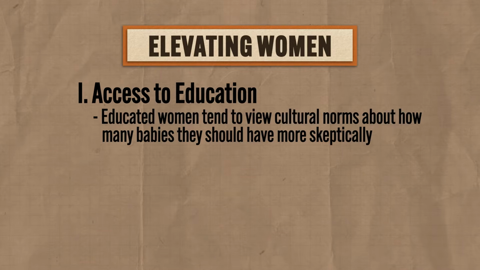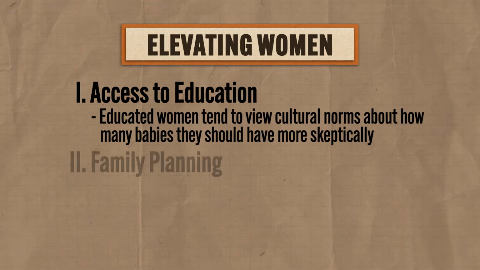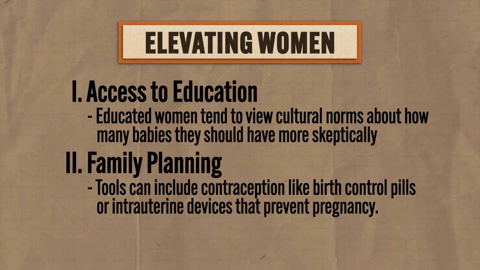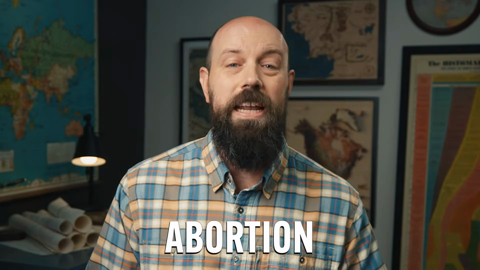So the more education a woman has, the more likely she is to question those norms and make informed decisions about how many children she wants to have versus how many children she is expected to have. And second, women's status can be elevated through increased access to family planning, and those tools include contraception and birth control pills or intrauterine devices that prevent pregnancy. Or it can include medical procedures like abortion, which end unwanted pregnancies. And I know even saying that word is controversial, but look, I'm just telling you that it exists and that it has demographic consequences, which in this case means a lower fertility rate.